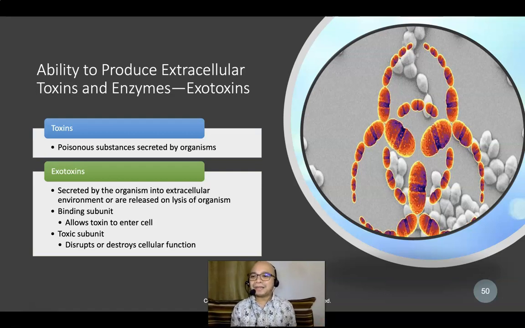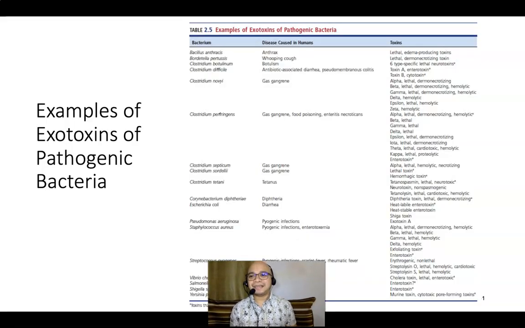There are two parts of exotoxins. We have the binding subunit, which will allow the toxin to enter our cell, and then the toxic subunit, which will disrupt or destroy the cellular function. So what are examples of exotoxins?